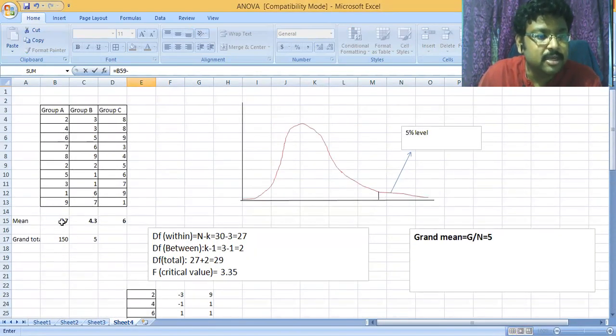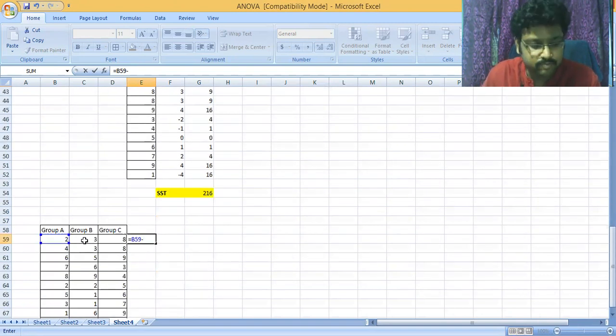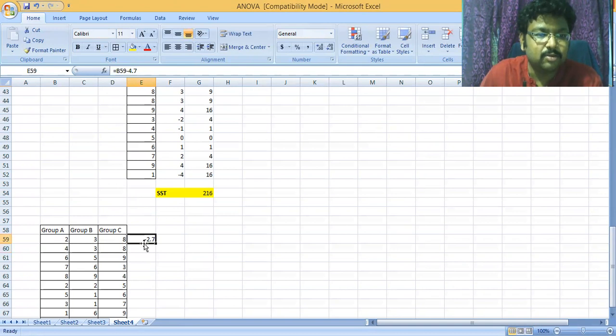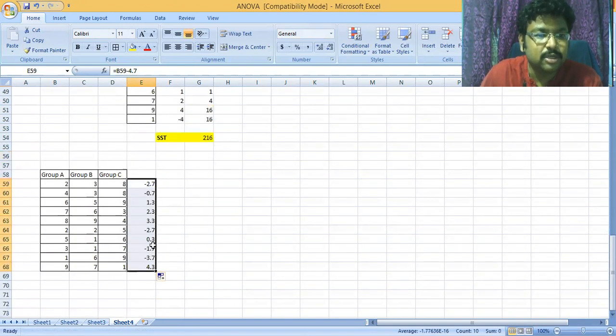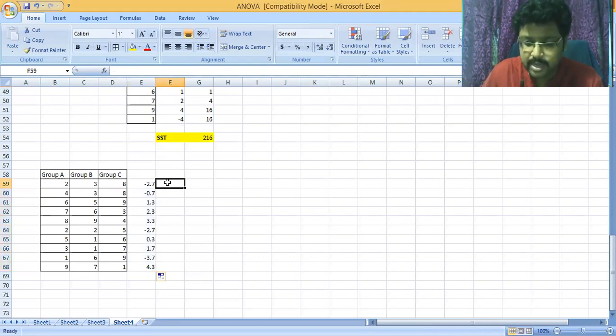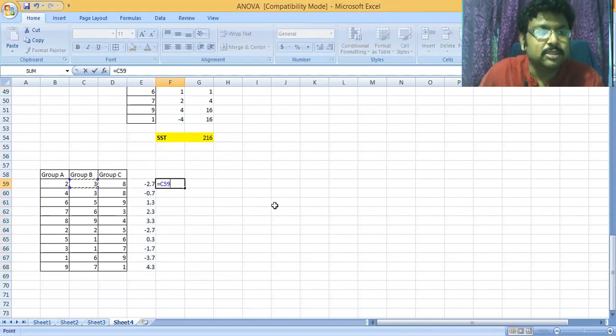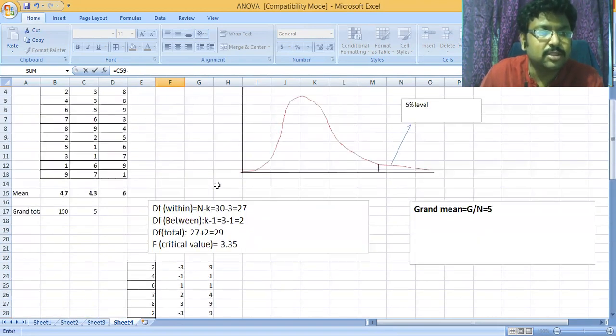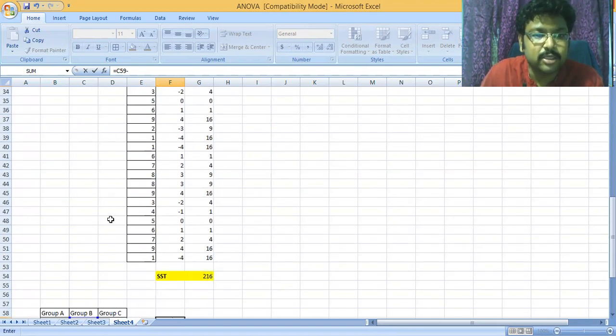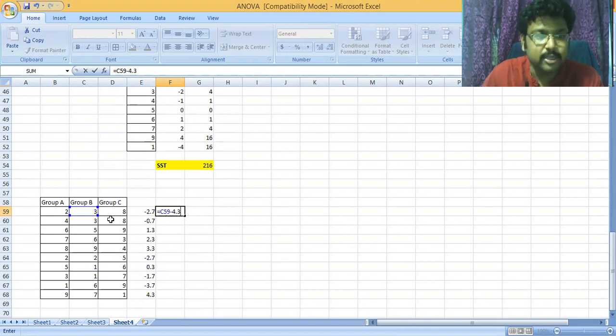What is the mean? This is the mean, 4.7. So we are going to subtract the mean of this group from each value of this group. This is the difference. Now I am keeping it here in the same way for group 2, group B. The formula is the same. Here the mean is 4.3.